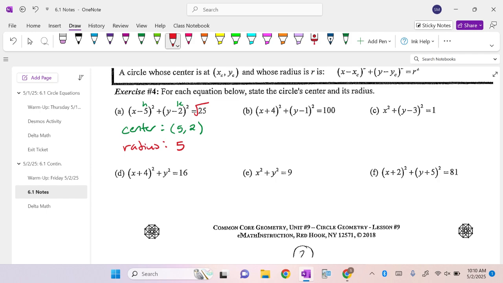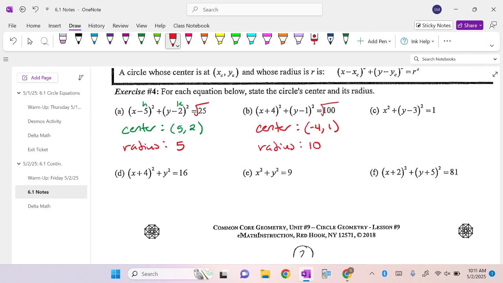All right, let's do another one. Someone new, raise their hand and tell me the center for letter B. Corey. -4, +1. Good. Someone different, tell me what the radius is. Tomas. Say it again. 10. Sorry, I couldn't hear you over the fan. Good. If you took the square root of 100, that would give us 10.